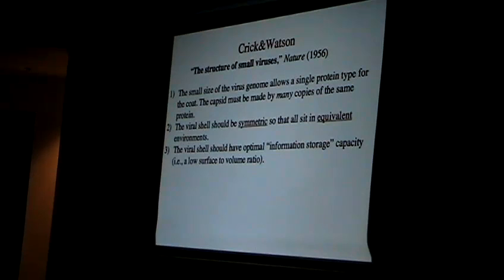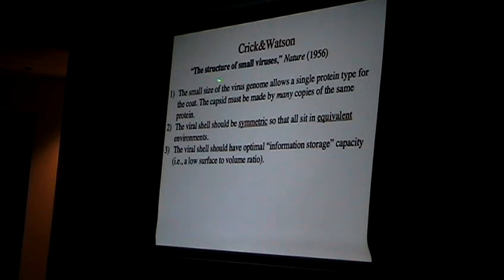Crick and Watson, you know them because of the finding of the structure of DNA. Two years after they discovered the structure of DNA, they wrote a very small but very nice and informative paper in Nature in 1956. The name of the article was The Structure of Small Viruses. Based on very simple physical arguments, they talked about the structure of viruses.